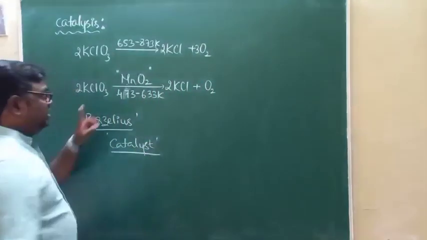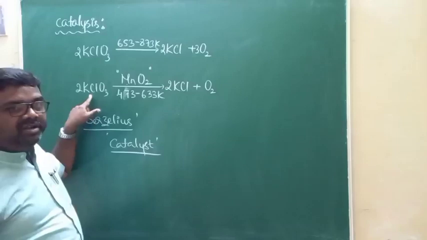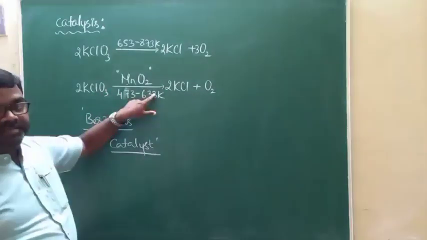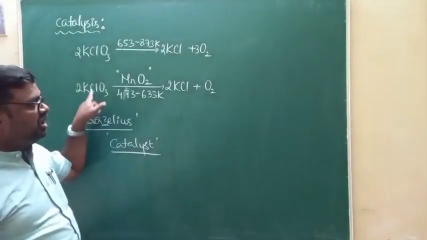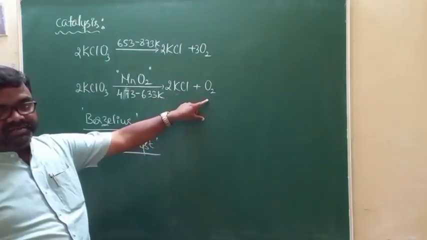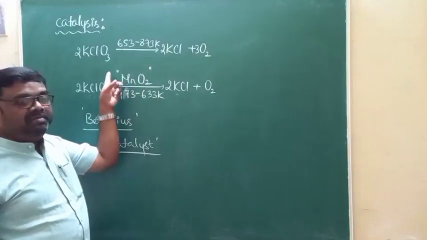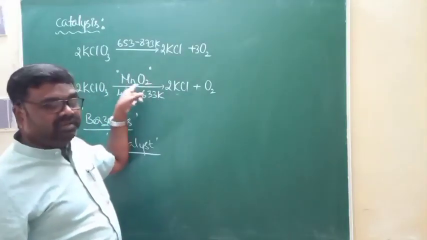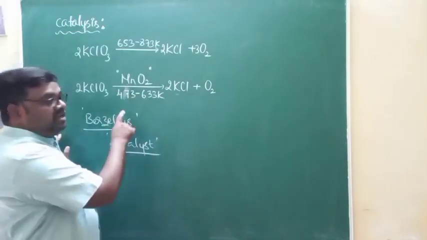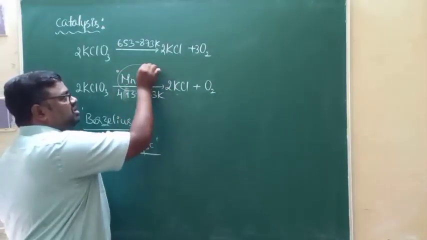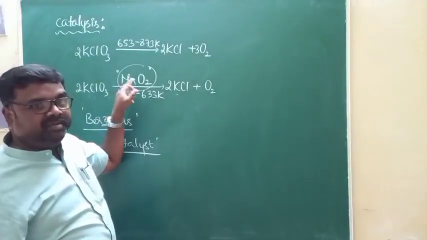In this particular example, manganese oxide is a catalyst. In presence of manganese oxide, the rate of decomposition of potassium chlorate increased. Or you can say, the speed of conversion of potassium chlorate into potassium chloride and oxygen increased, and therefore manganese oxide is a catalyst. At the same time, even after the completion of chemical reaction, the composition of manganese oxide remains the same. Before the chemical reaction, the composition of manganese oxide was MnO2. Even after the completion of the chemical reaction, it remains as MnO2.